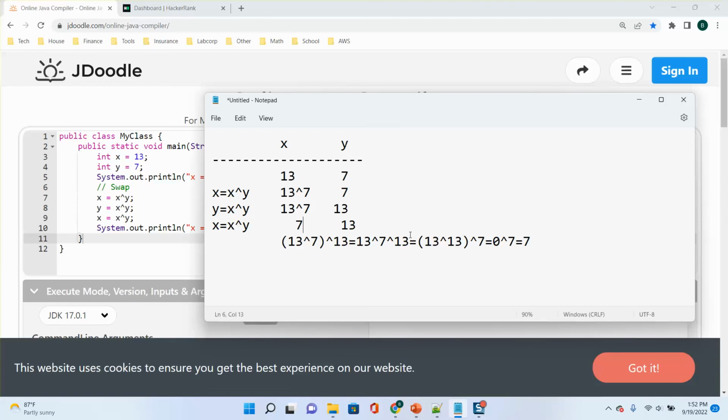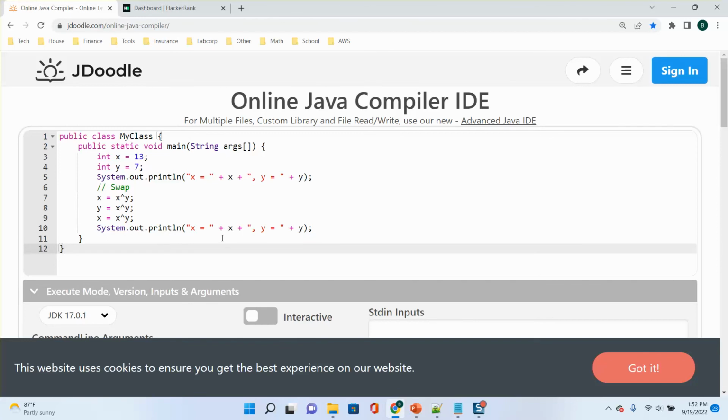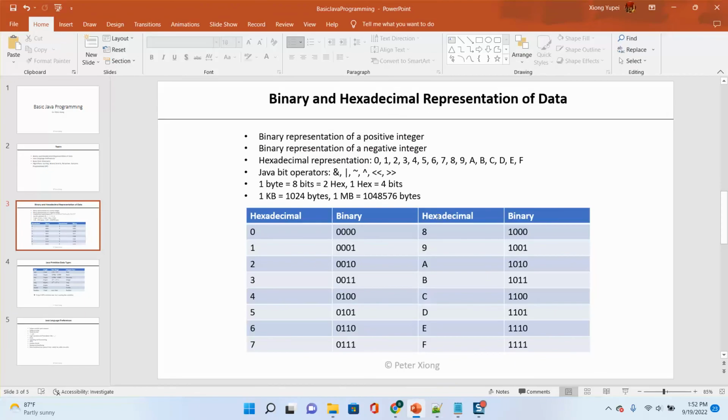Okay. Now this is some rules for the bit AND, bit OR, and bit exclusive OR. Then next, let's talk about the shift. The left shift and the right shift are actually a multiply or divide by 2. Let's do it.